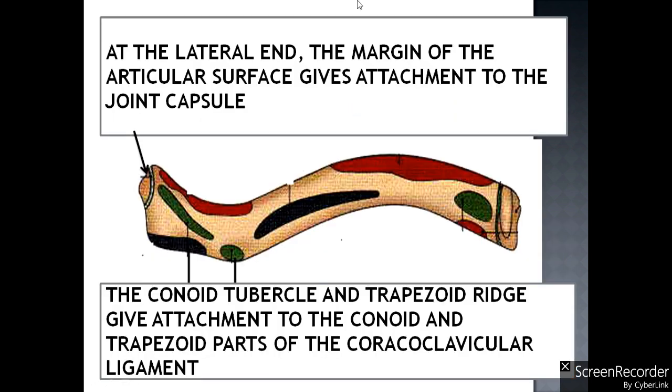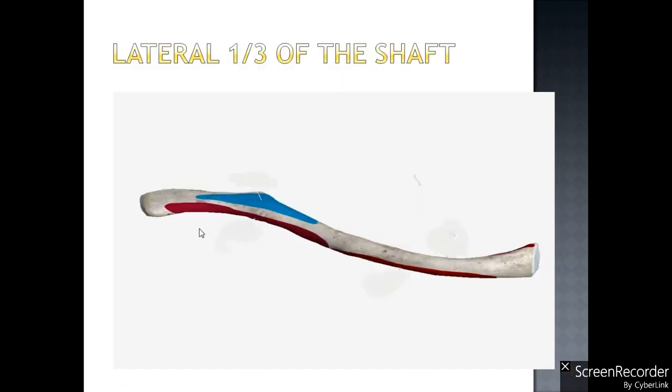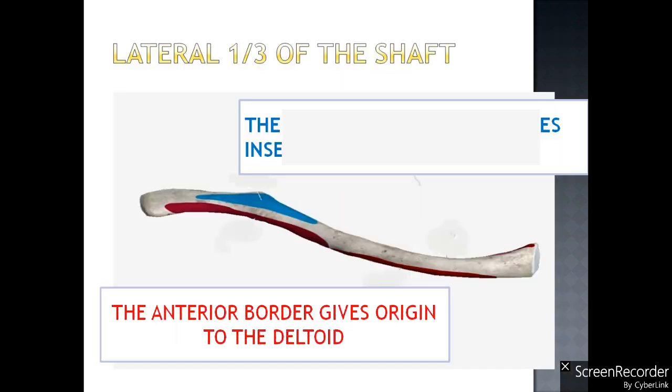At the lateral end, the margin of the articular surface gives attachment to the joint capsule, the conoid tubercle, and the trapezoid ridge. Both of them give attachment to the conoid part and the trapezoid part of the coracoclavicular ligament. The lateral one-third of the shaft.